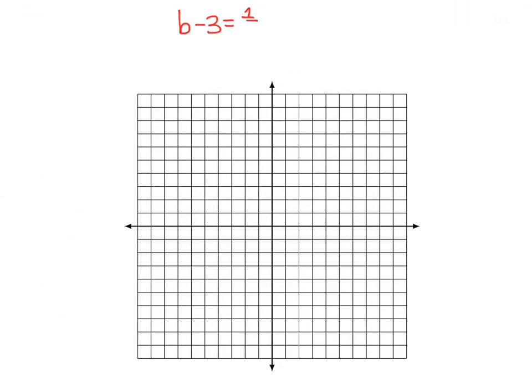B minus 3 equals 1/2 times t minus 5. You already have this written down. We need to label the axes. We got a t-axis and a b-axis going on here, and we need to scale it. Now, in this case, it's not so bad. The numbers are nice and small, so we can actually just go by ones. You still need to demonstrate that you're scaling it.